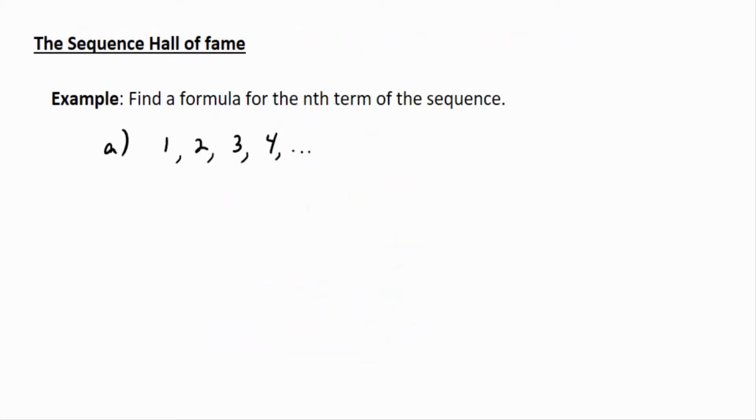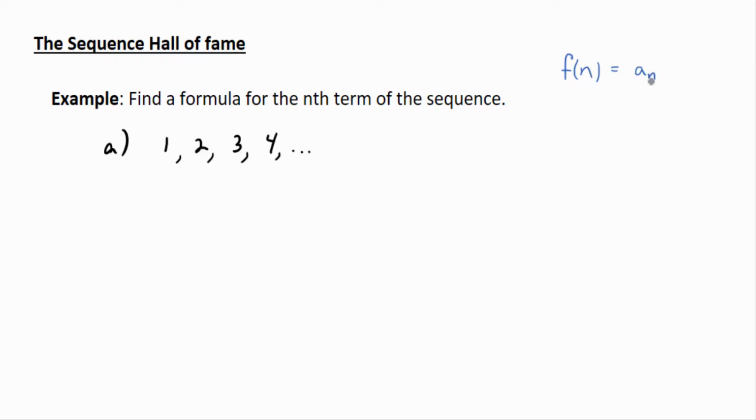Let's talk about the Sequence Hall of Fame. So in the Sequence Hall of Fame, we're going to call a generic output a sub n. And whatever formula represents a sub n, we're going to call that the nth term formula. So let's find a formula for the nth term of the given sequence. And all of these are in what I would call the Sequence Hall of Fame. It's probably located in Ohio, right? That's where the Baseball Hall of Fame is, and I think the Football Hall of Fame.